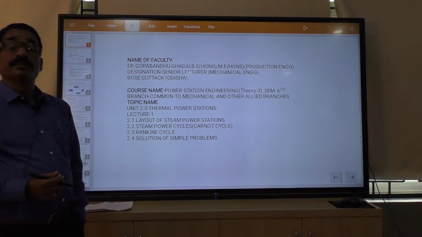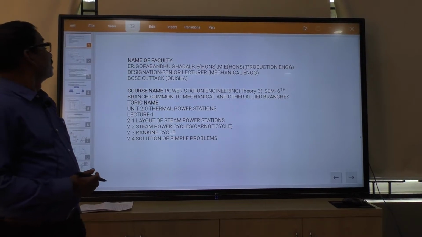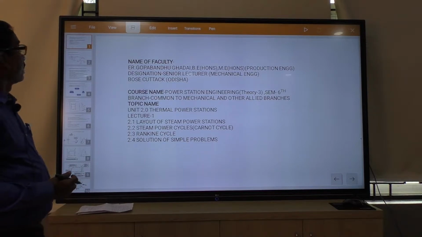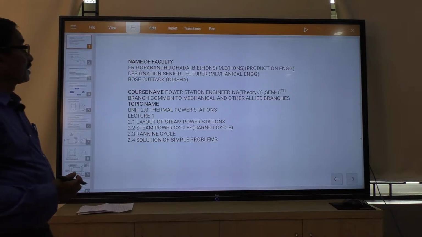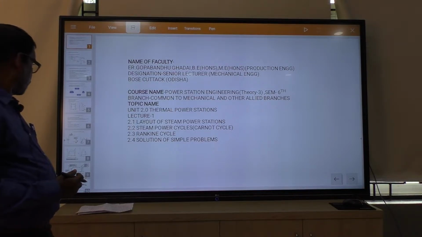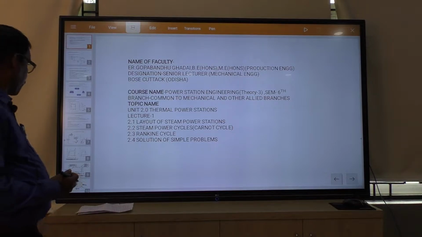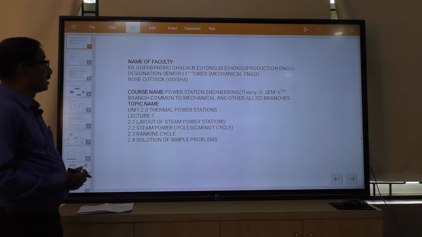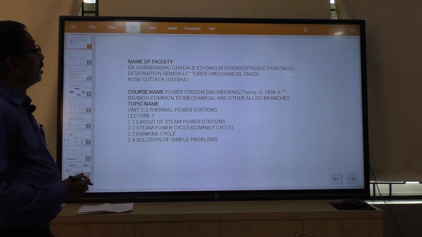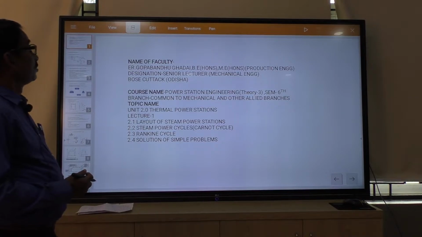In this, my first lecture, I am Mr. Gopabandhu Ghadai, senior lecturer in mechanical at Bose Cuttack. Today my course is Power Station Engineering of 6th semester mechanical. It is also a common subject to other branches like mechanical production, mechanical integrated, mechanical maintenance, mechanical automobiles. So this is a common course for all mechanical and other allied branches.